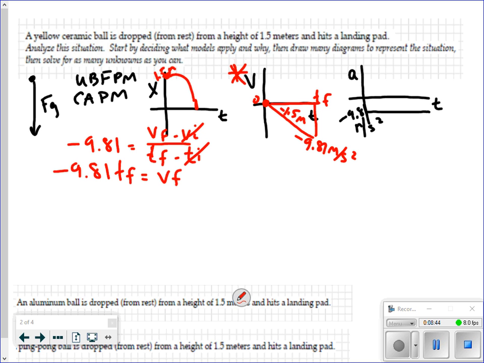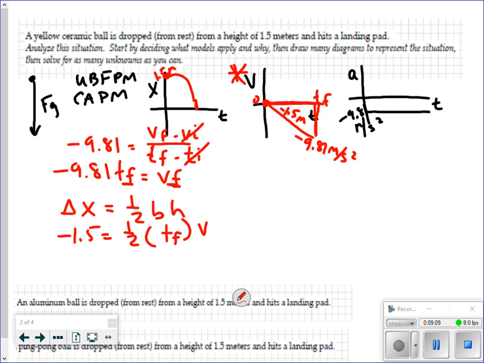All right, next one we're going to work with is our area under the curve, because we can't get any further. We're missing 2 variables here. So this is a triangle. So we're going to say the area under the curve is going to be 1/2 the base times the height. So negative 1.5 equals 1/2. The base here gets me to TF. The height drops me down to VF. Same 2 missing variables, so I have a system of equations.